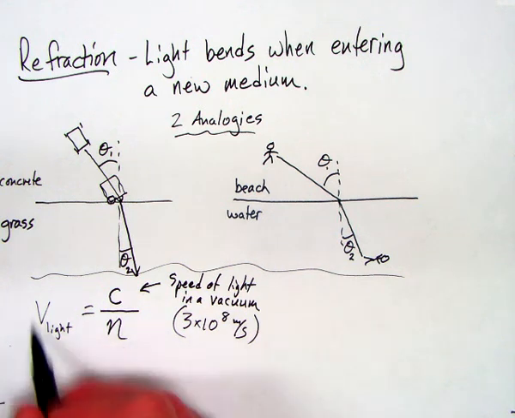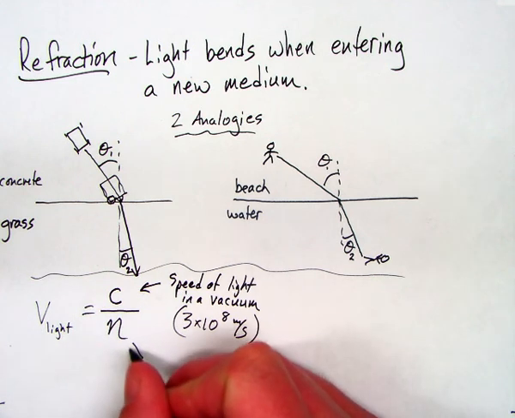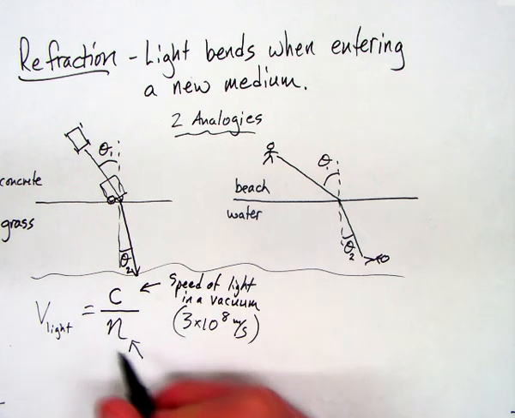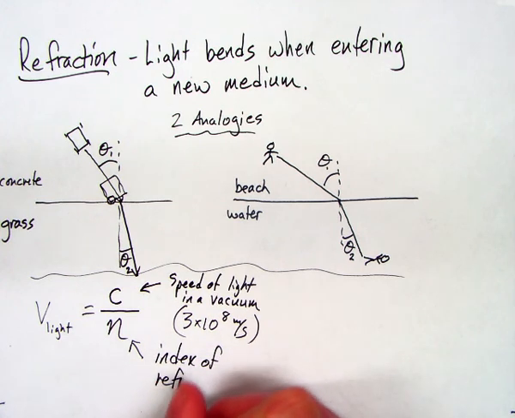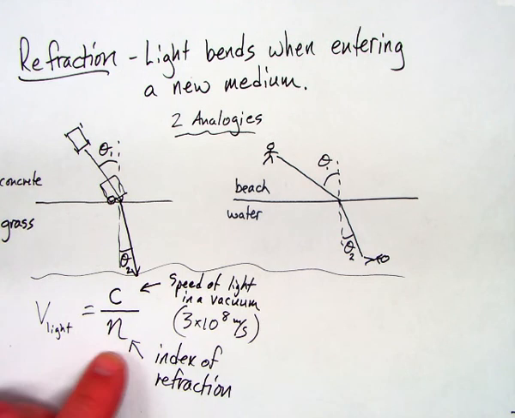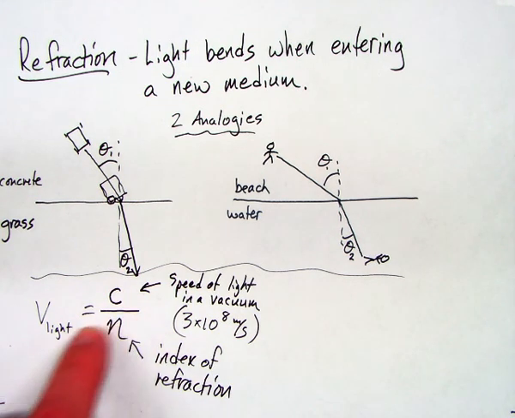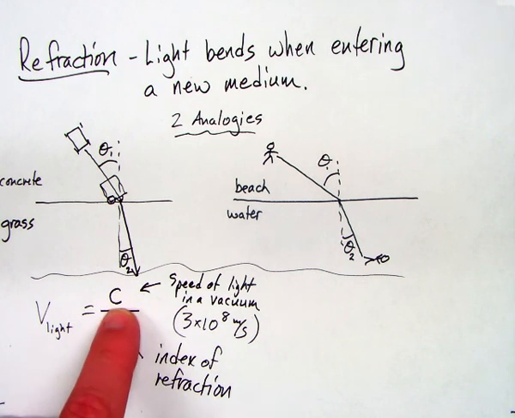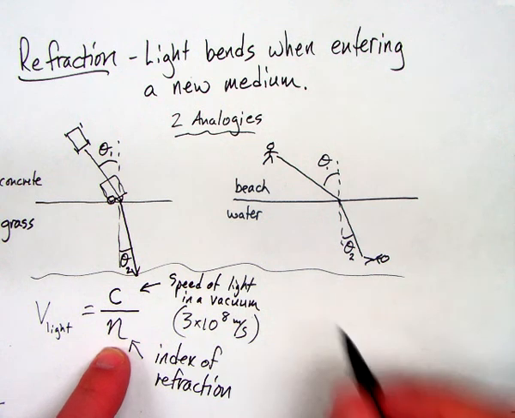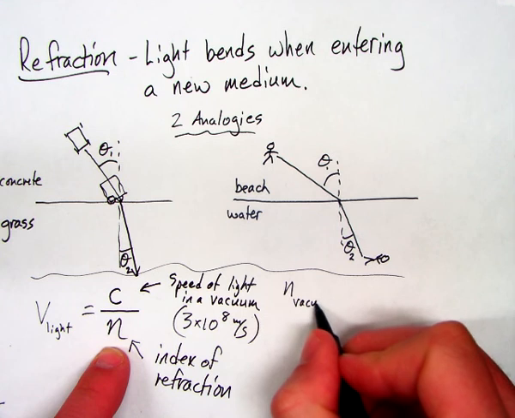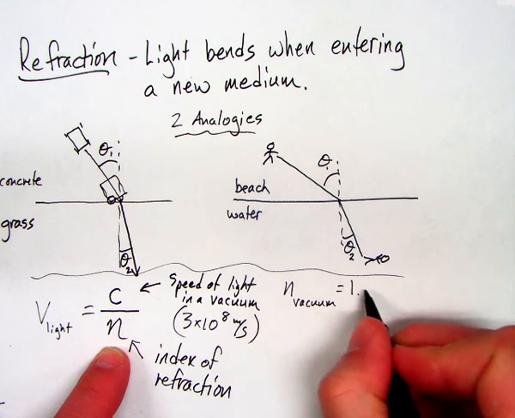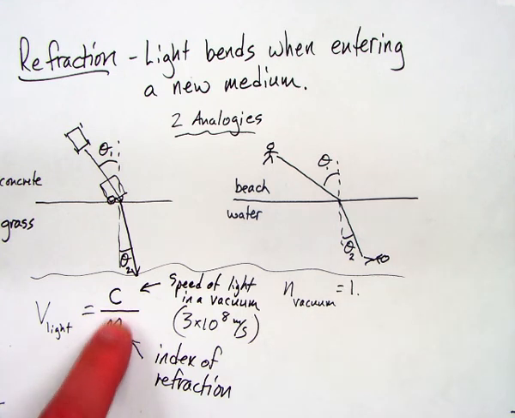to figure out the speed of light in some new medium, I need to know something about that medium. This number n is called the index of refraction, which is just a number with no units. This index allows us to take one speed and calculate another speed. The speed of light in a vacuum is c, but the speed of light in something else depends on the index of refraction. Here are a few common indices. The index of refraction of a vacuum, obviously, is 1. If I take c divided by 1, I get the speed of light in a vacuum.